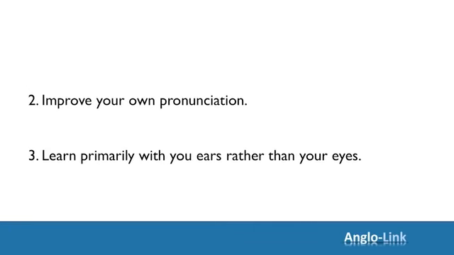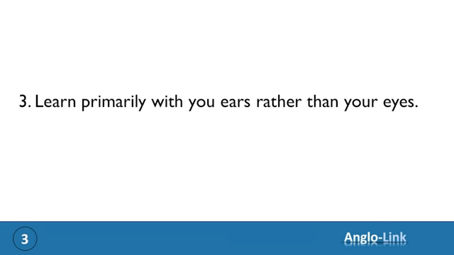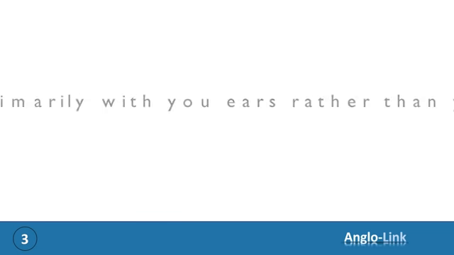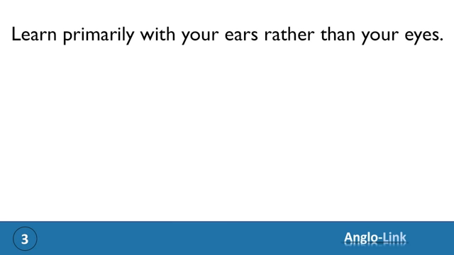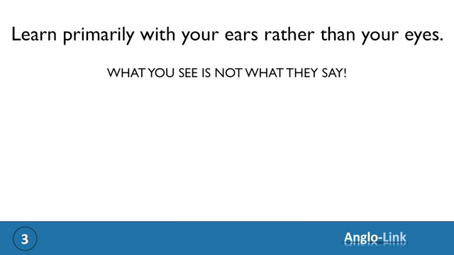And finally, to the third key to improving your listening comprehension. Learn primarily with your ears rather than your eyes. Now you have a better understanding of why native speakers are not always easy to understand, especially if you have learned your English out of a book. It's for the simple reason that what you see is not what they say. Therefore, the best way to learn new words and expressions is by first hearing them, then seeing them in writing.